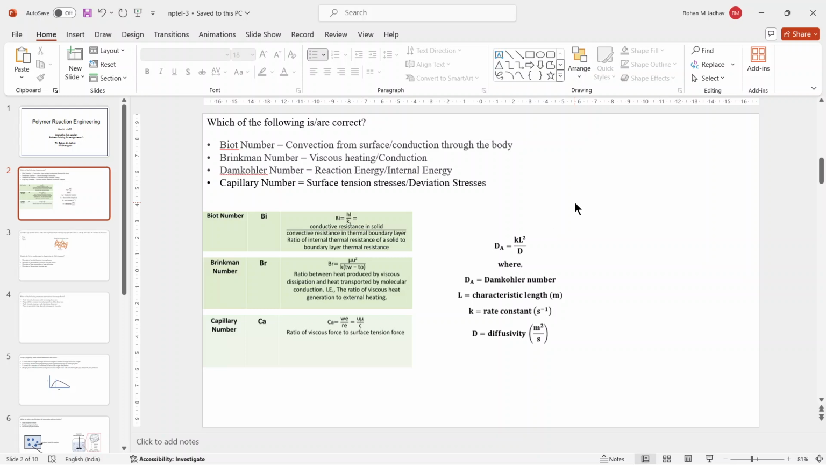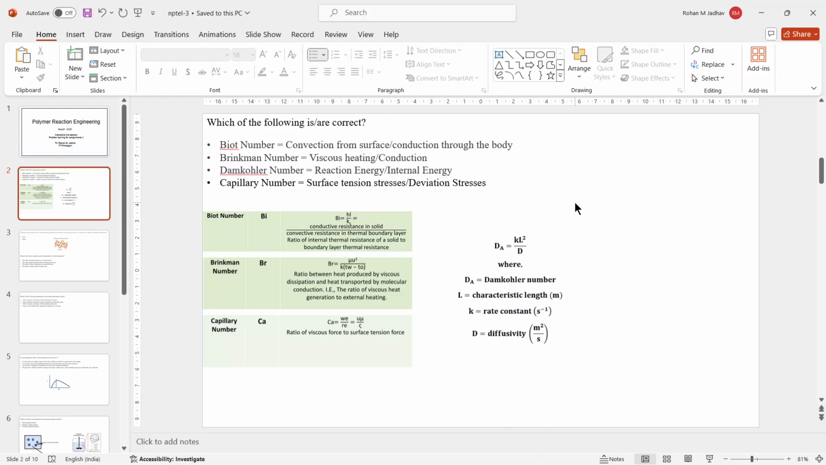The definition in the option is shown as reaction energy by the internal energy. And then the option which we have right here is kL squared divided by D. So what does this mean? We have the definition that first, on the numerator we have the k, that is the rate constant, which is exactly associated with the reaction energy. And in the denominator we have the diffusivity.